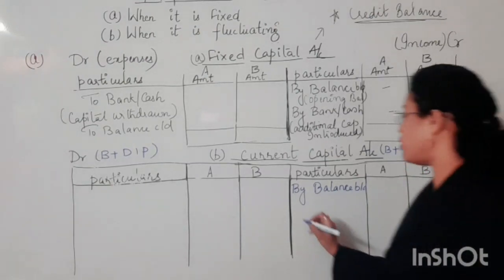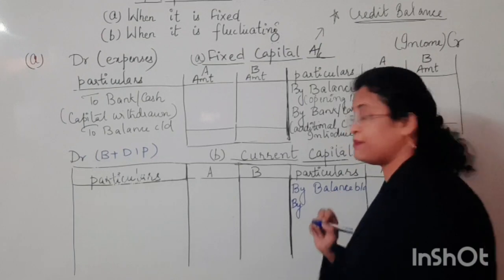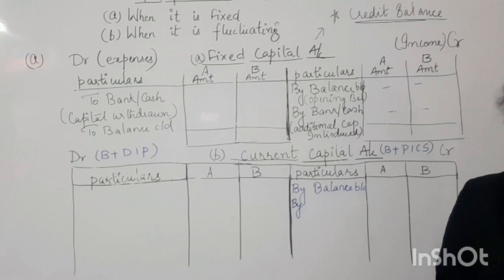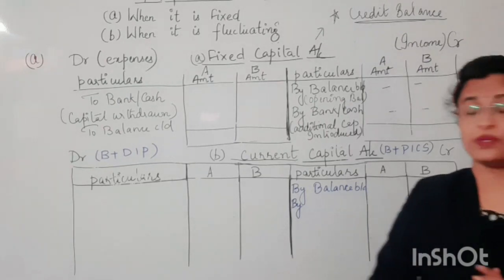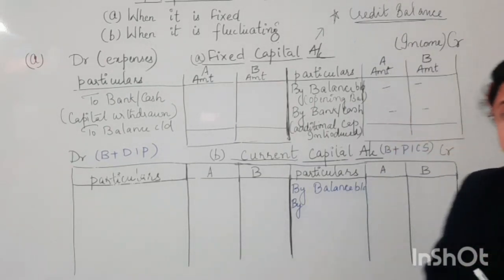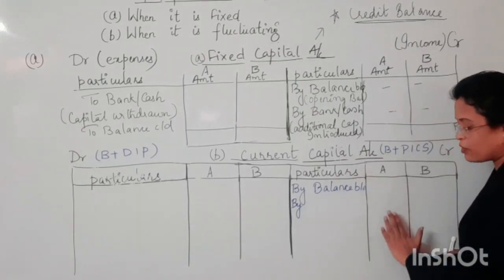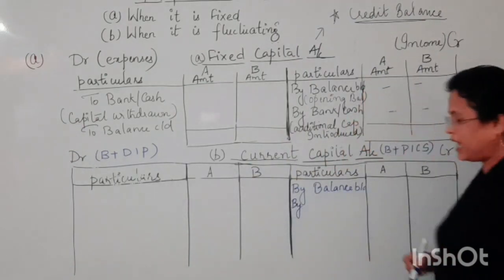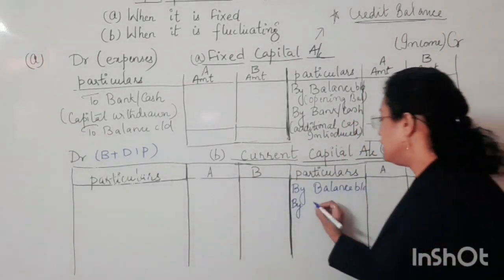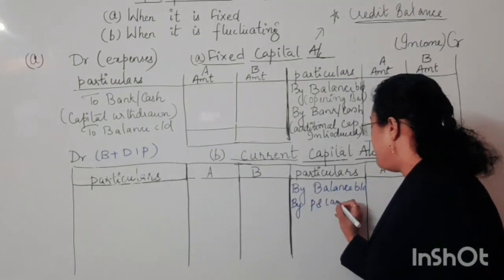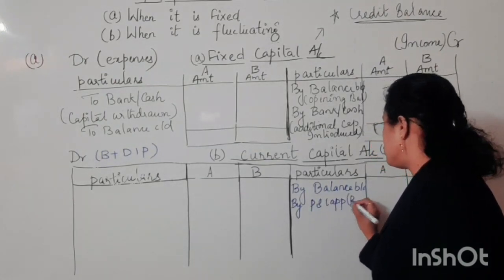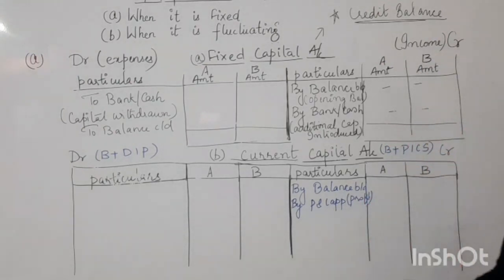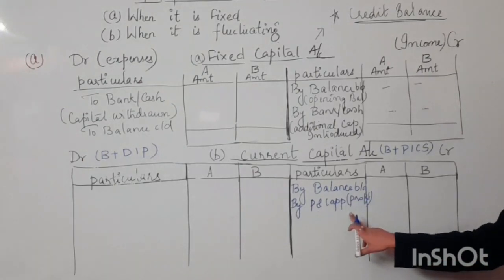And P stands for what? Children, in the previous video we discussed that before the partner's capital account, we prepare the P&L appropriation. This P&L appropriation gives either a profit or a loss. If the profit comes, this is the income side, so the profit should come over here. If it is a loss, it should go to the expenses side. So this P stands for P&L appropriation, and the profit which we get on the debit side should come here, that is by P&L appropriation.